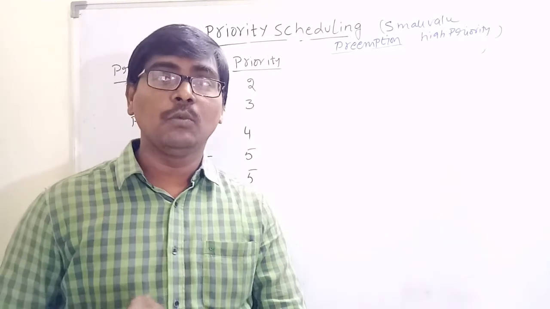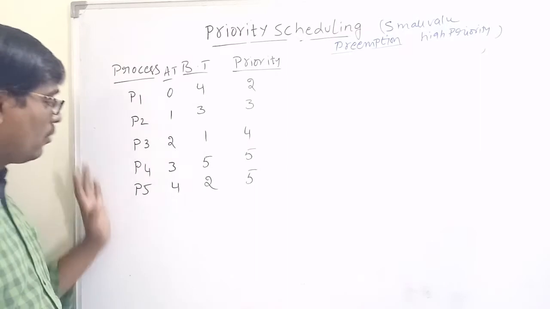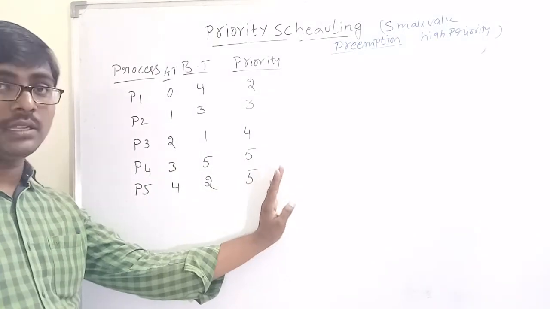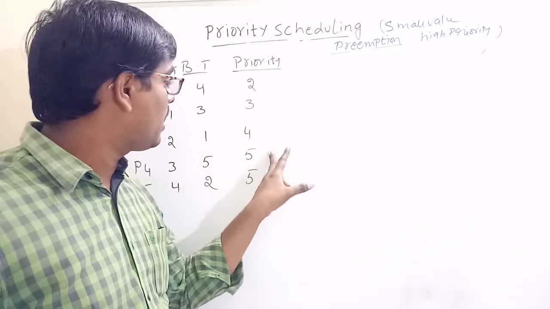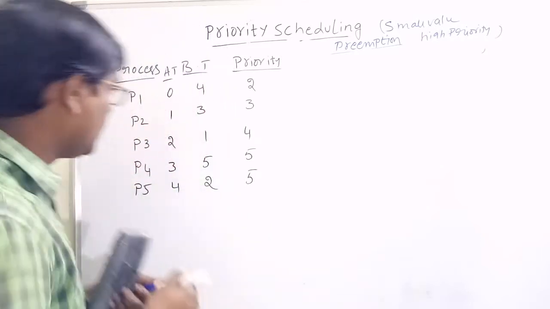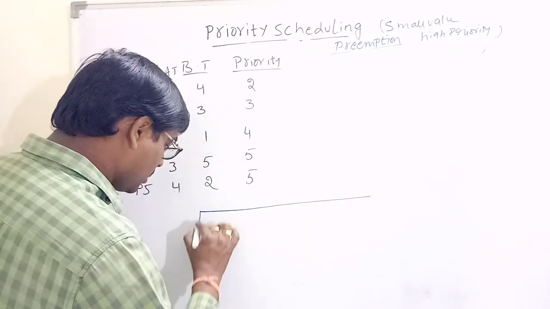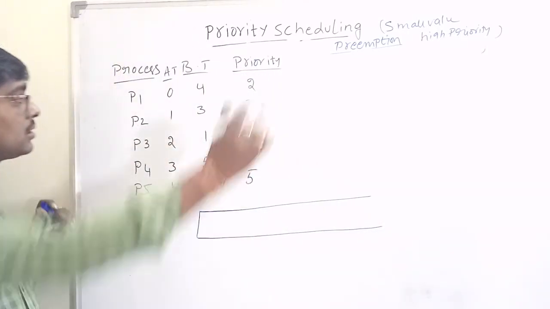Now consider one more example of priority scheduling algorithm with preemption. We have 5 processes. These are the arrival times, burst times and priorities. In this example also I am assuming the smallest value has the highest priority. Then it is a preemption. If you have any doubts, you have to clarify in this section.